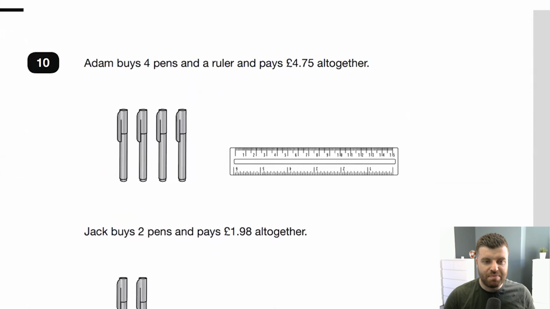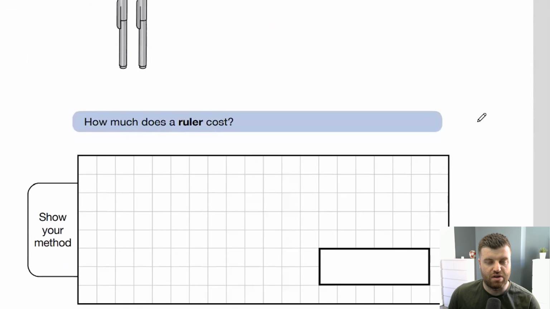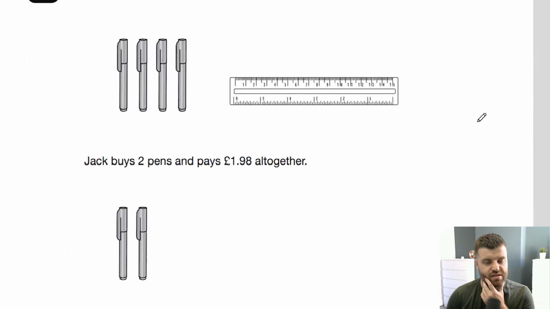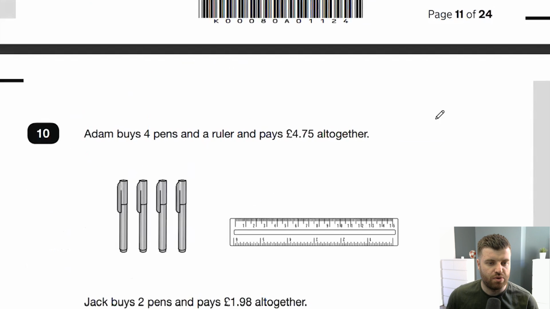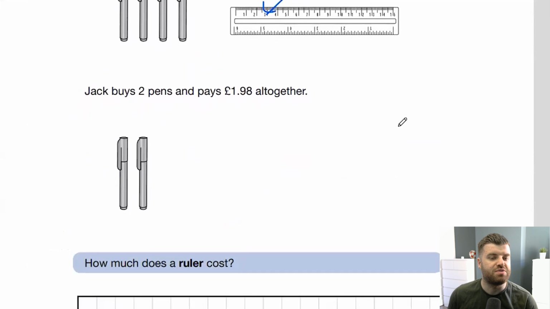Question 10. Adam buys 4 pens and a ruler, and he pays £4.75 altogether. Jack buys 2 pens and pays £1.98 altogether. How much does a ruler cost? Well, there's a few ways we can do this. We need to firstly work out how much 1 pen costs, and we can't do that using what Adam bought because we've got the ruler that we don't know anything about yet. We don't know the price, but we can work out a pen from Jack.